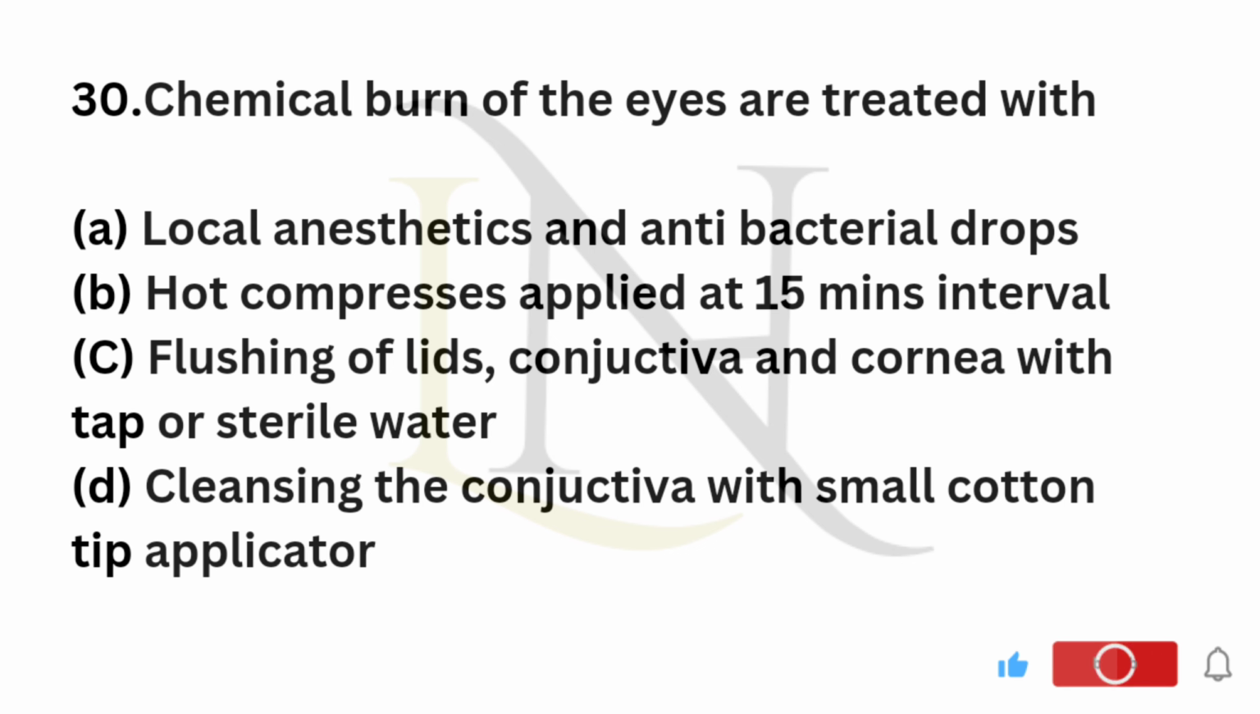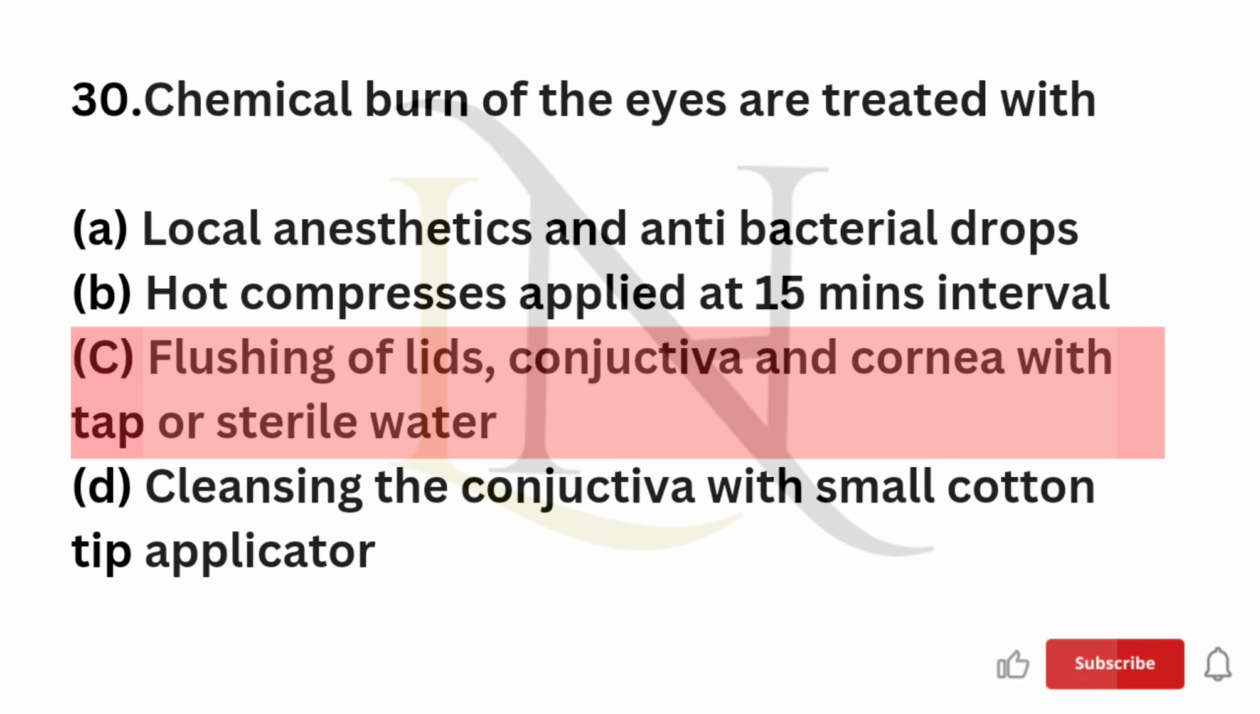Chemical burn of the eyes are treated with option A, local anesthetics and antibacterial drops. Option B, hot compresses applied at 15 minutes interval. Option C, flushing of lids, conjunctiva and cornea with tap or sterile water. Option D, cleansing the conjunctiva with small cotton tip applicator. Correct answer: option C, flushing of lids, conjunctiva and cornea with tap or sterile water. Next MCQ.